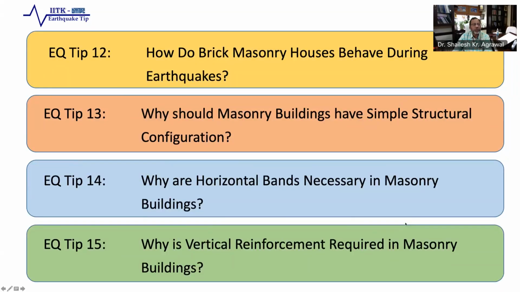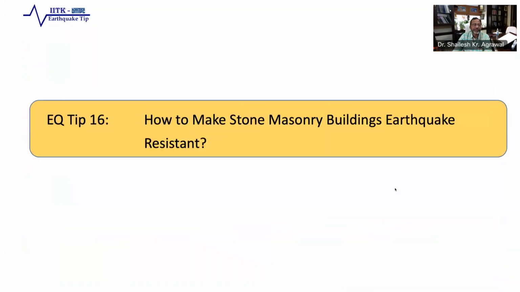Tip number 12 to tip number 15 discuss in detail the behavior of masonry buildings and their earthquake resistant measures. Brick masonry buildings are one of the most prevalent construction techniques in our country. Tip number 16 is devoted to stone masonry buildings and how to make them earthquake resistant by simply following prescriptive guidelines in various Indian standards. There have been instances where stone masonry buildings suffered heavy damages in past earthquakes.